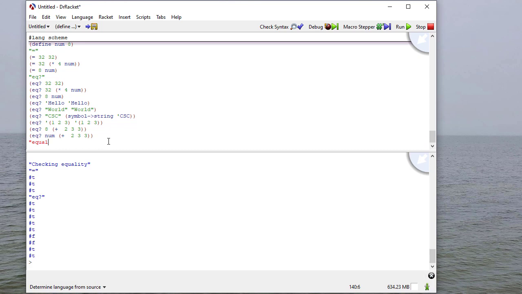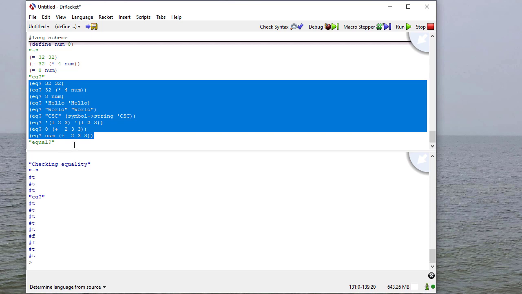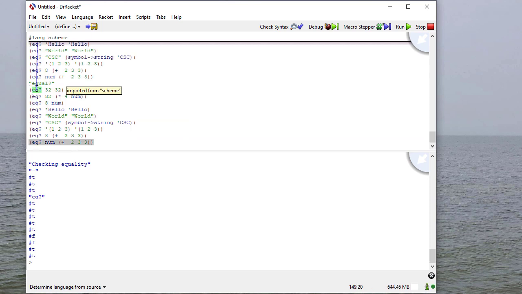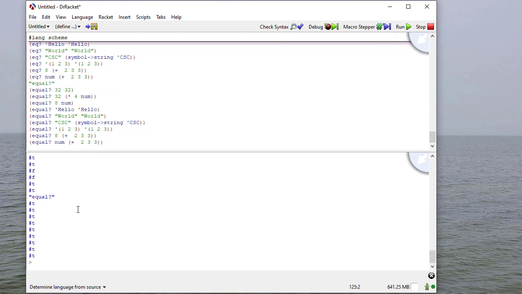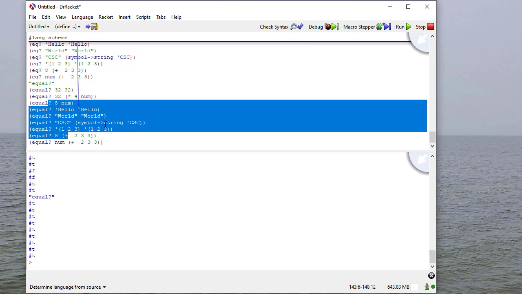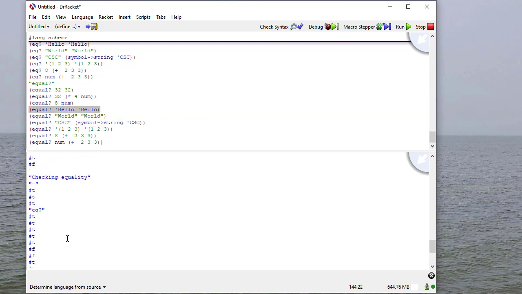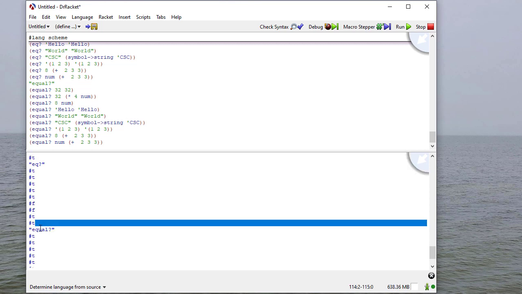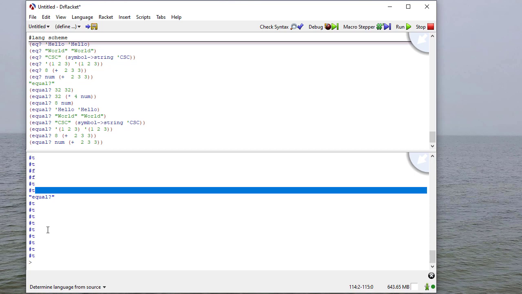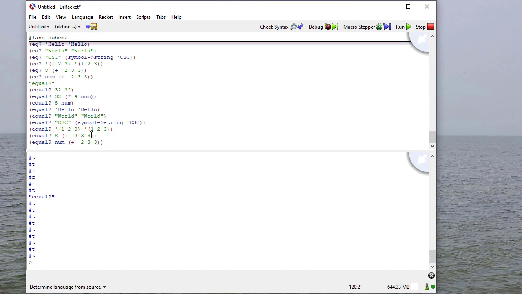Finally, let's use equal. Let's just take all our examples above and convert eq to equal. And when I run this, notice that all of these evaluate to true. So a general rule of thumb is when you're checking equality, the more characters you have in your operator, the deeper the equivalency check goes. So this is not just checking that the things are the same object, it actually goes in and checks to see do the objects have the same value.